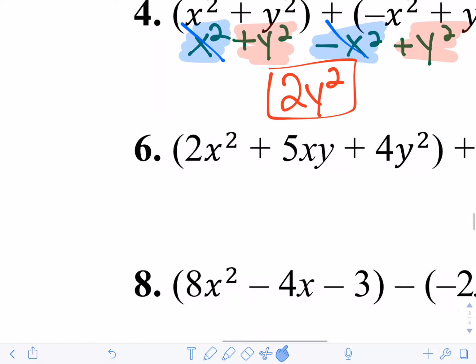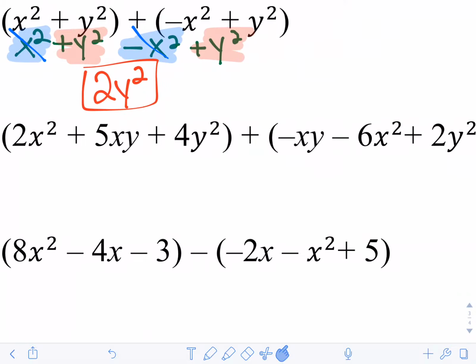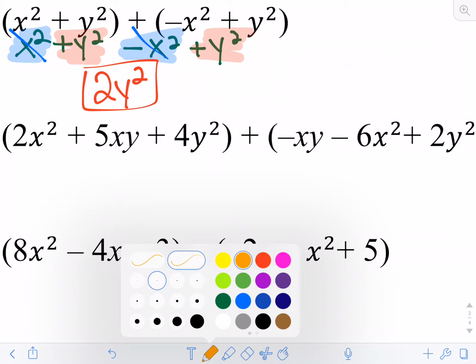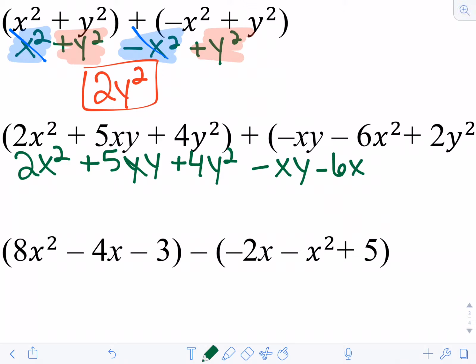All right, number 6. Okay, I'm going to kind of zoom out. There we go, number 6. All right, so again, first thing you do is rewrite it. 2x squared plus 5xy, there you go, xy, plus 4y squared. Again, you have a plus and a negative, so that's just going to be minus xy. Minus 6x squared plus 2y squared.